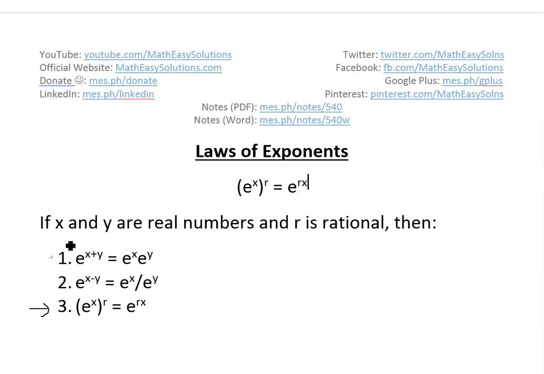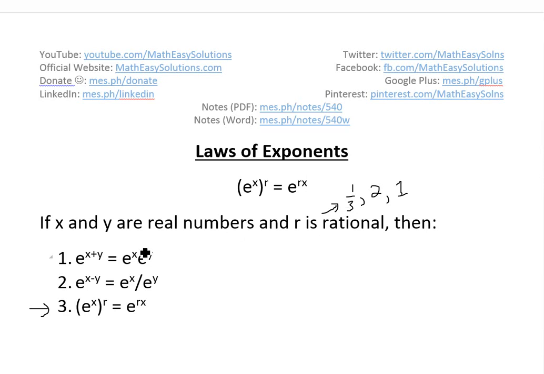And basically, to recap on all three bits, if x and y are real numbers and r is rational, meaning you can write it as integers. For example, 1 divided by 3, that's a rational number. Those are both integers. So if you could divide by integers, except you can't divide by 0, then that's rational there.